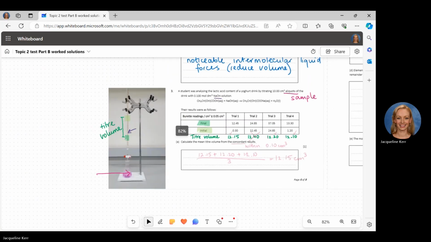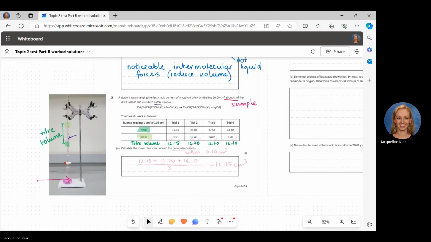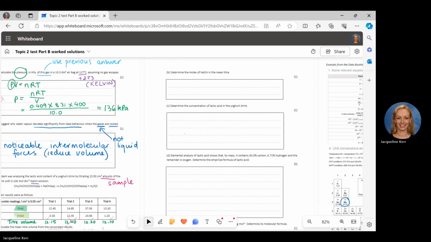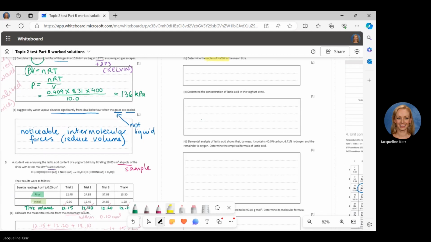And like before, if you get it wrong, it doesn't matter. You'll lose that mark, but if you follow it through correctly, you'll get error carried forward. So for our moles of sodium hydroxide in that titre, in that amount delivered from our burette, we have to use the volume and we have to use the concentration of the sodium hydroxide that was told to us in the question.